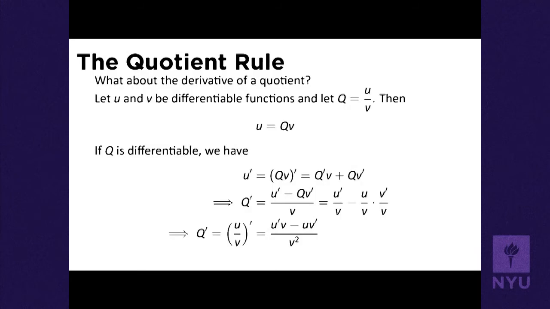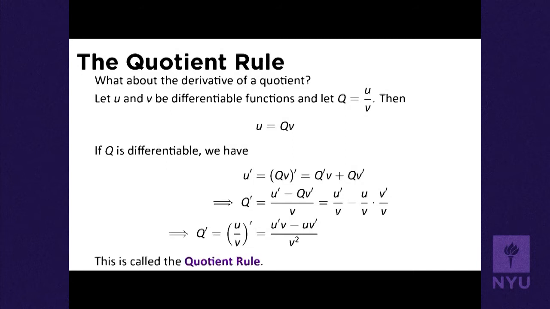Still another way to write it would be u prime v minus u v prime divided by v squared, where I'm just taking this expression up here and getting a common denominator. Okay. Now I haven't explained why the quotient of two functions should be differentiable, but it turns out that that is true. If these two functions have a derivative, then the quotient has a derivative, and so the derivative of the quotient is this funny combination, which we'll now call the quotient rule.